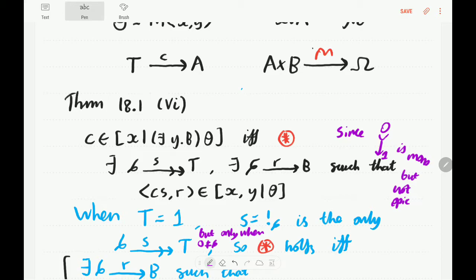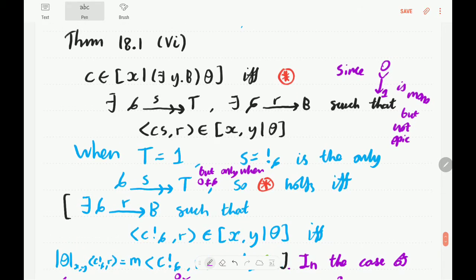Well, this happens if and only if, according to theorem 18.1, remark 6 of it, there exists an epi from some object zeta into T and an arrow r from zeta to B such that cs comma r is in this extension of theta over x and y. So let's try and understand this.